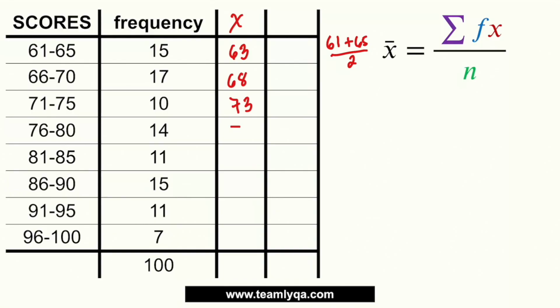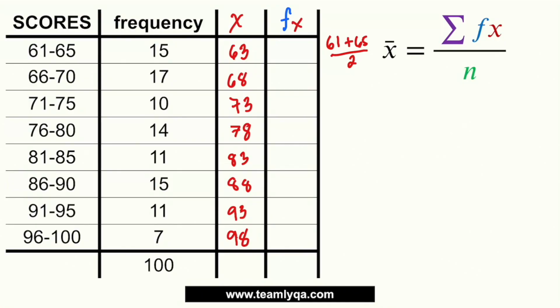73 plus 5 is 78. This is going to be 83. This is 88. This is 93. And then this is 98. Okay? So, para lang mas mabilis siya. So, nagdadagdag lang ako ng 5. But again, if you want to make sure, or your teacher says show your solution, you have to do this sa lahat.